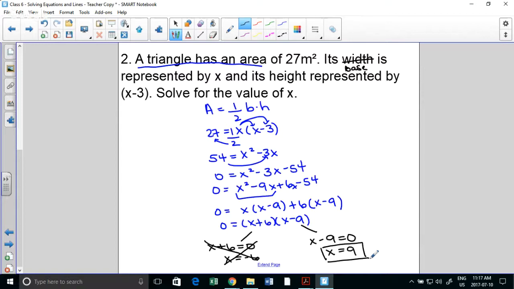So if you don't have a word problem, both of these answers are completely legitimate. If you have a word problem, you have to analyze your answers based on the context of your question. Okay? Cool.